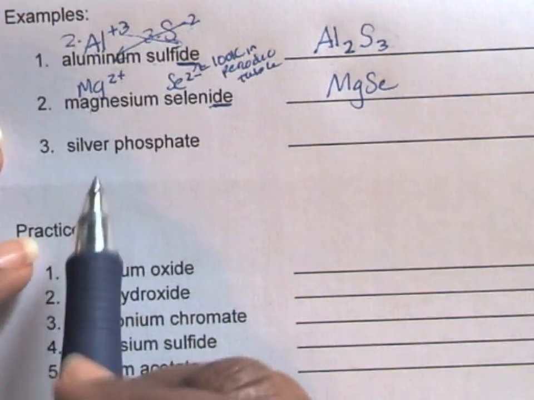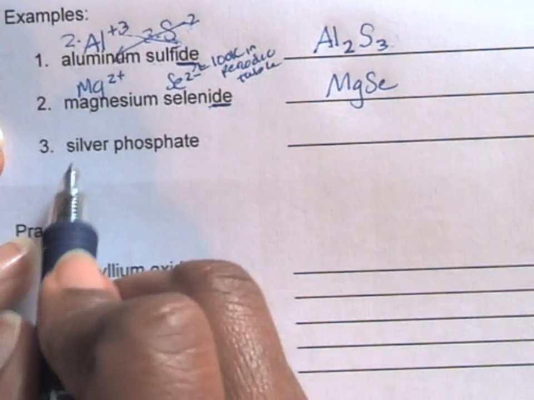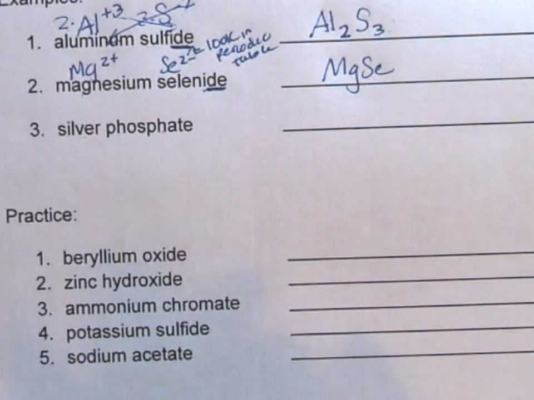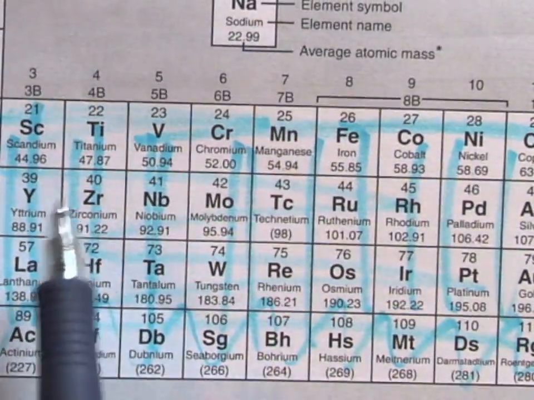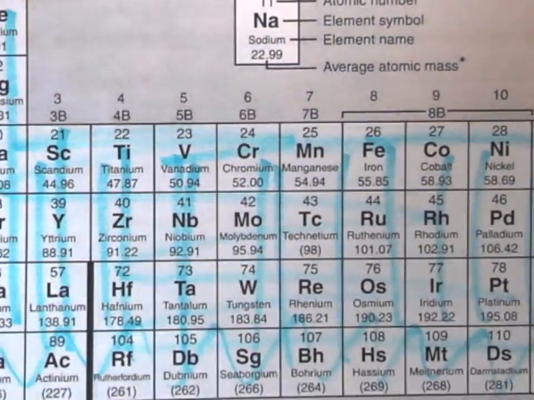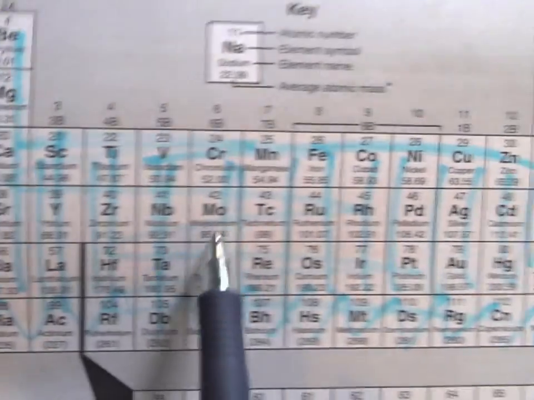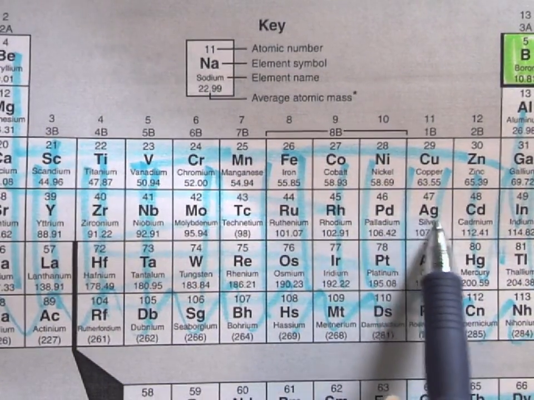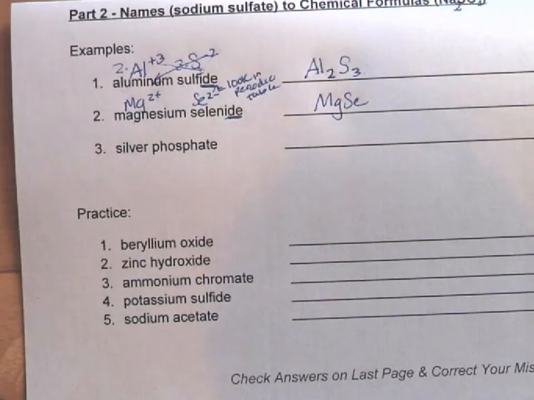All right, last one. Silver phosphate. Again, I'm starting with silver, which is my cation. Most likely I'm going to find that in the periodic table, unless it's ammonium, and it's going to be a metal. So I'm looking in my periodic table, looking around for silver. Silver's a transition metal. Here it is. It's weird, it has the symbol Ag. So that's the symbol I'm going to use.